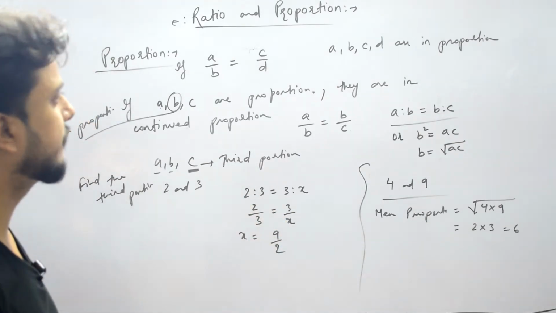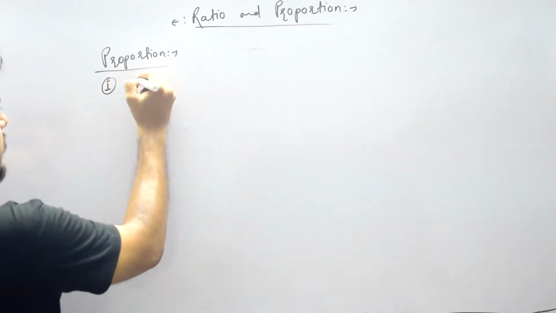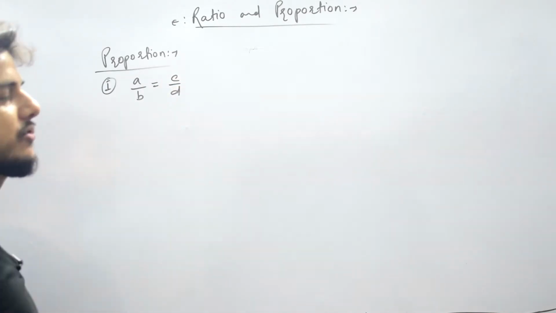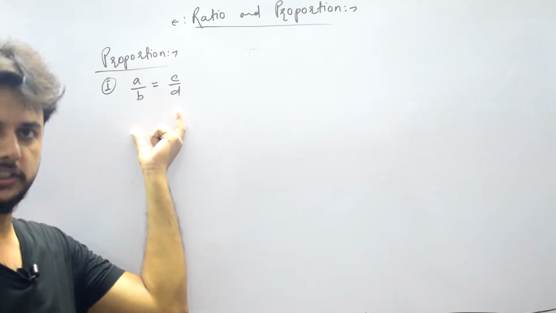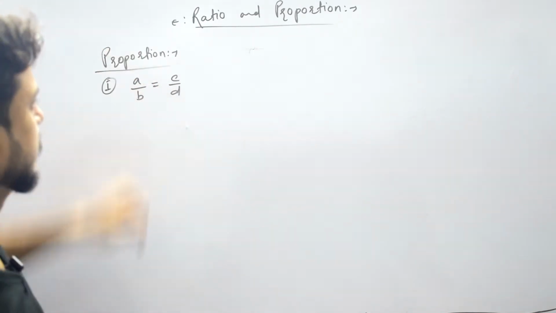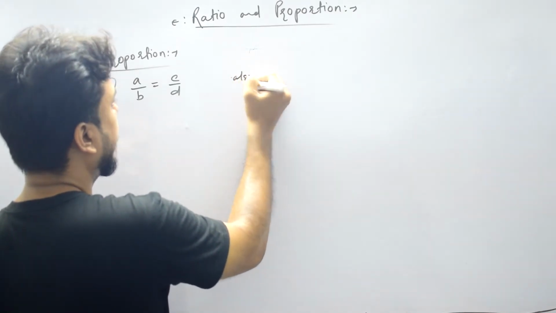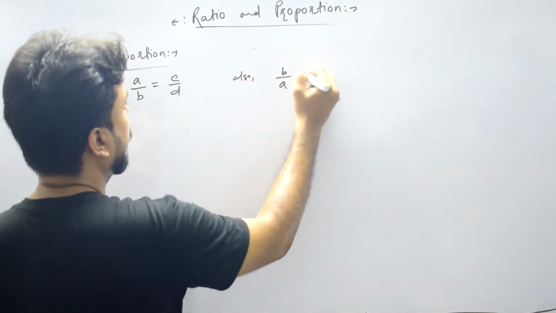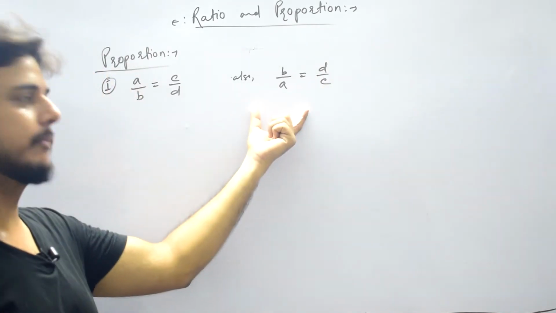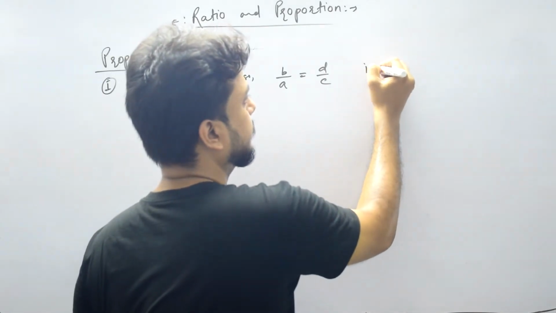Now let us see some different types of proportion. Let us see the first one. Suppose A by B is equal to C by D. These four terms are in proportion. Now, if we take the reciprocal of these two, we will also get B by A equal to D by C. If you take the reciprocal, then also the proportion will be the same. Now, this is known as invertendo.